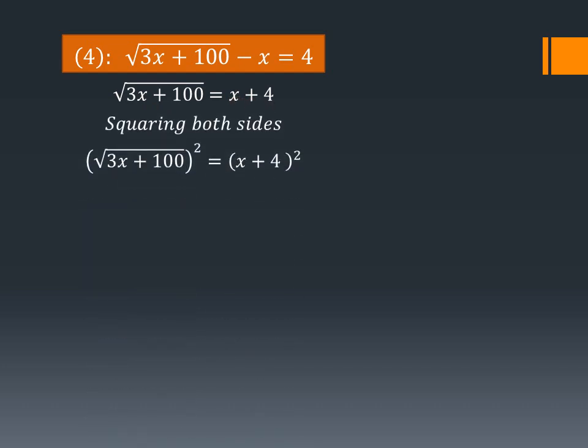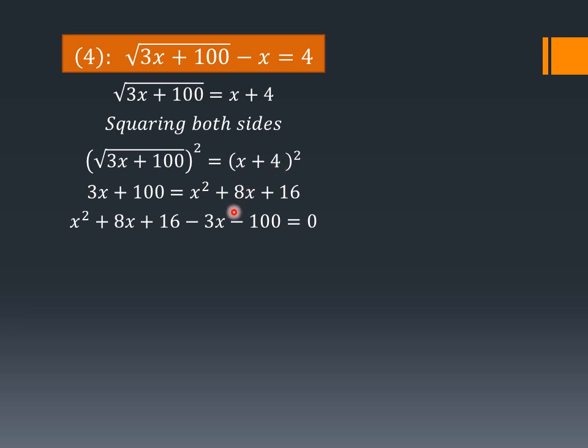Squaring both the sides, we will get the square of under root 3x plus 100 and the square of x plus 4. Again, we have to apply the formula to one side and we will cancel root with the square on the other side. The answer will become 3x plus 100 equals to x square plus 8x plus 16. I have taken 3x plus 100 to the right side of the equation. Plus 3 will become minus 3 and plus 100 will become minus 100. Adding and subtracting the like terms, x square plus 8x and minus 3x will become plus 5x and plus 16 and minus 100 will become minus 84.